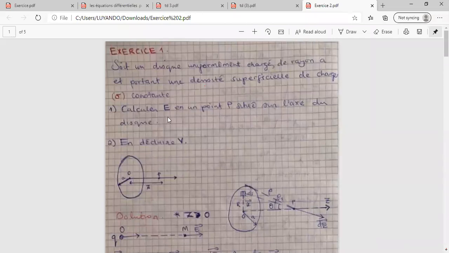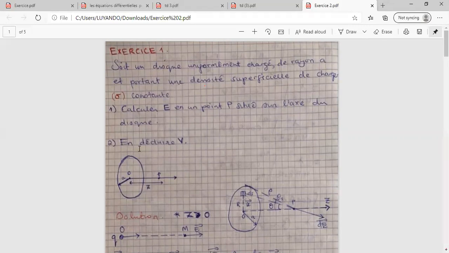So these questions are common. We usually try to calculate the electric field, and they try to calculate the potential. So we have E and we have V. They're telling you to calculate the E at a point P situated on the axis of the disk. So we have a disk and we have this axis in this direction. We have a point P on the axis of this disk. We have the radius, and we have the length from the center to P, which is denoted by Z in this case.